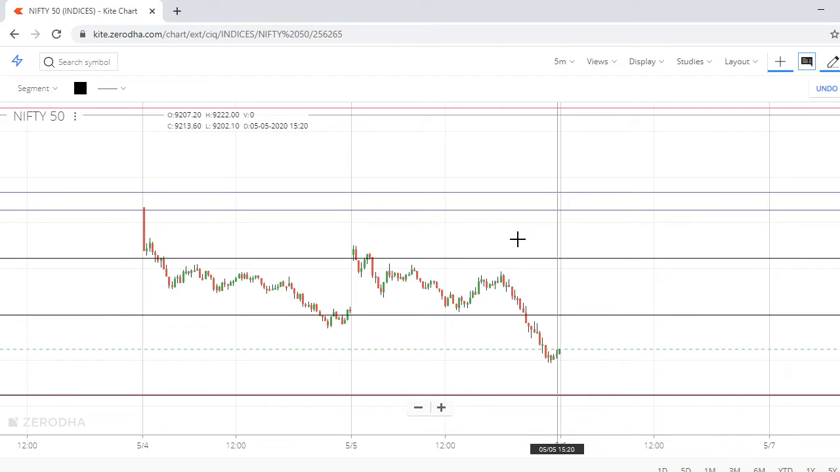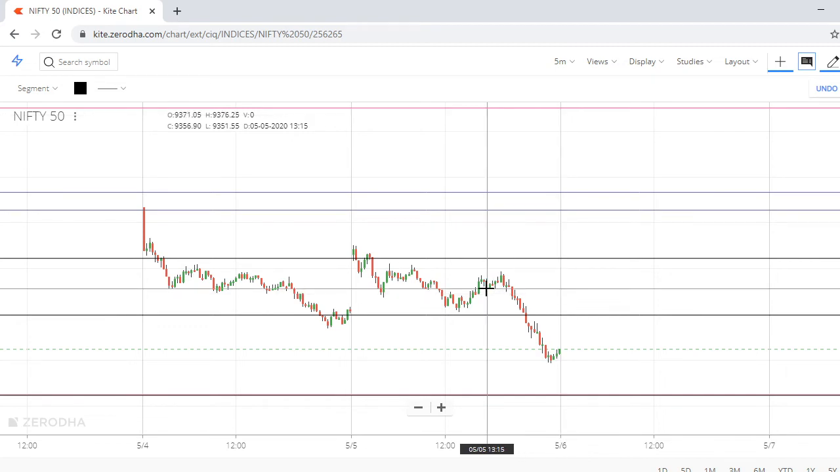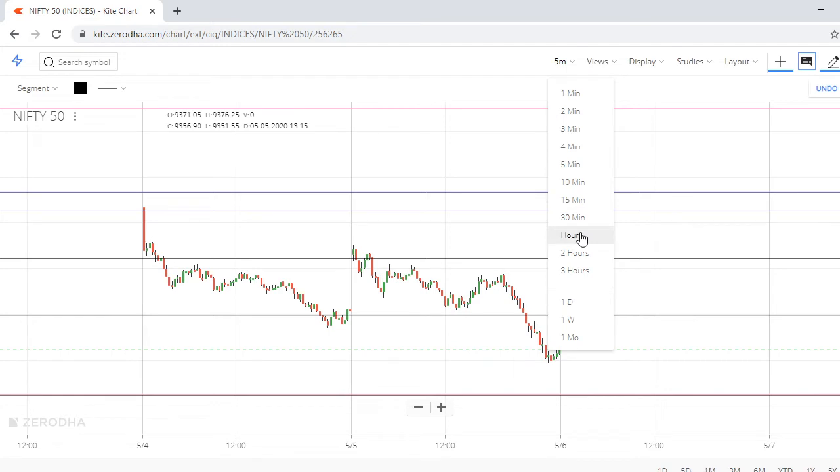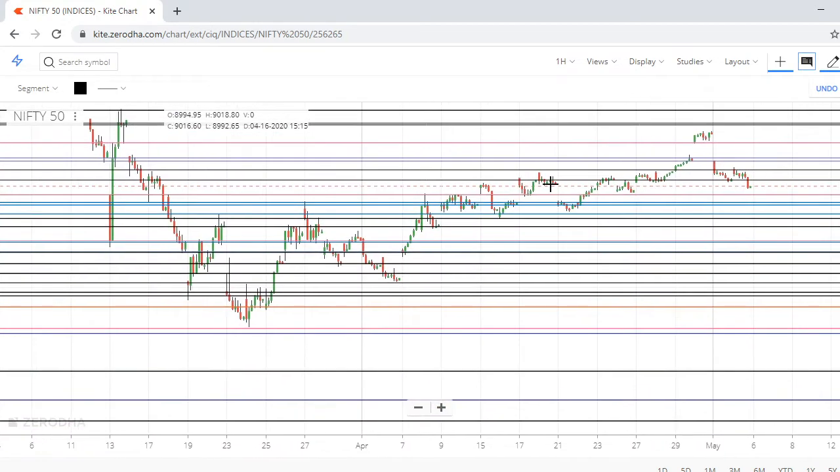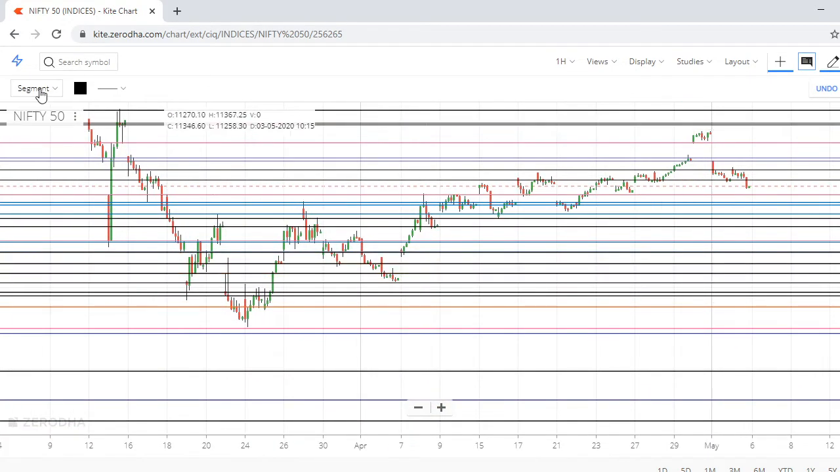Now sir, will it work for 5 minutes? It works for 5 minutes, 3 minutes, 10 minutes, 15 minutes, 1 hour, 1 day, weekly, every chart. Shall I show you something else? Now the same chart I'm going for 1 hour. Look at the magic, I'll show you. Forget about all these horizontal lines. This is my other study.